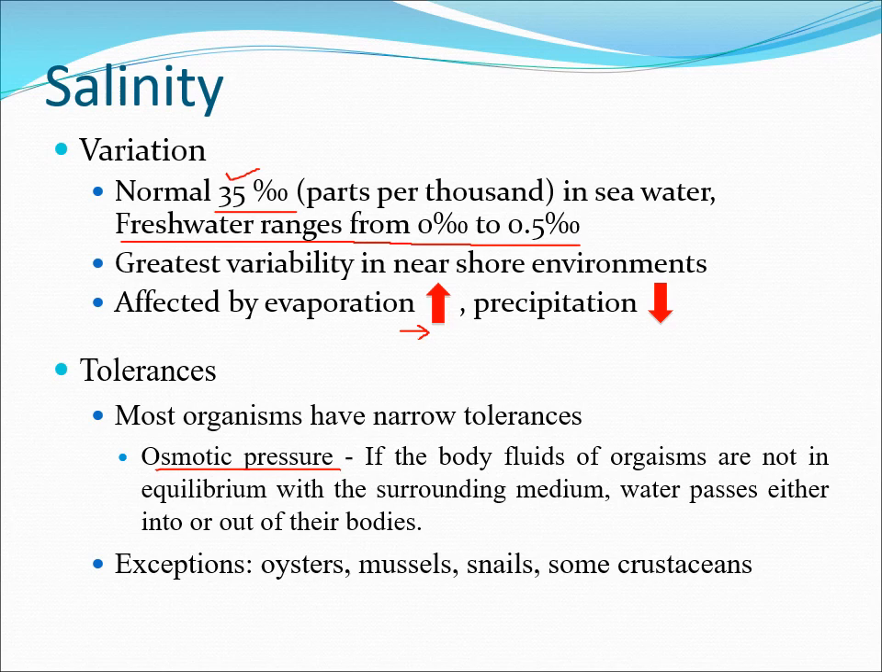So most organisms cannot survive these changing salinity conditions, but there are a few exceptions, such as oysters, mussels, snails, some crustaceans. They can survive. Even some fishes also. So the famous example is the hilsa fish. They can sustain the changing salinity conditions.